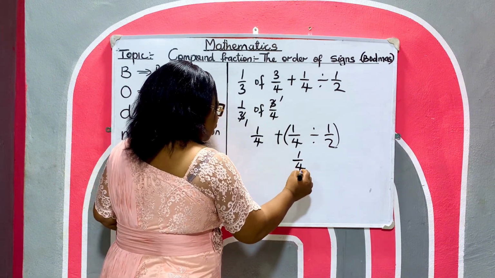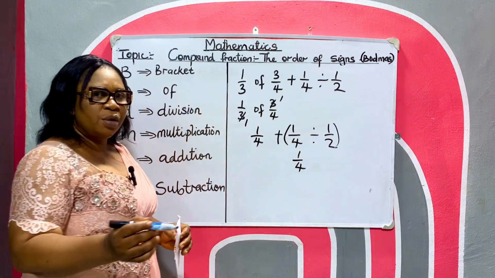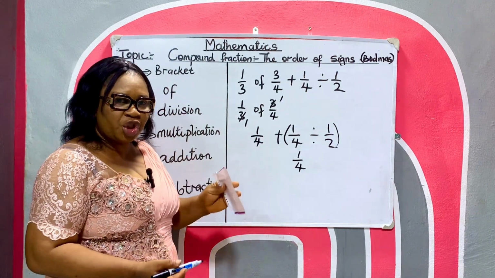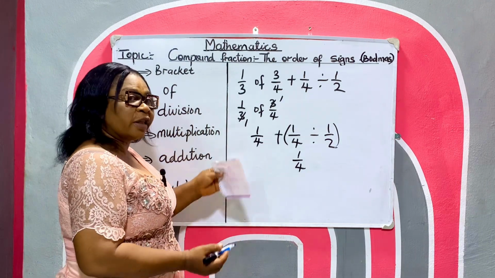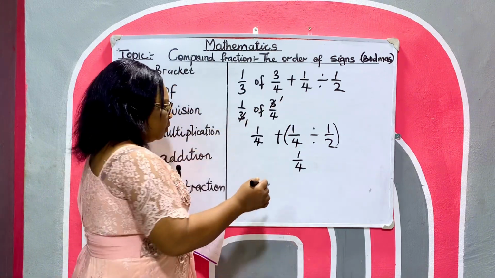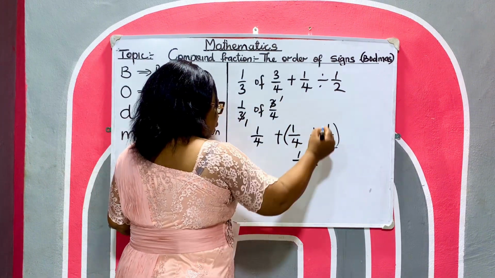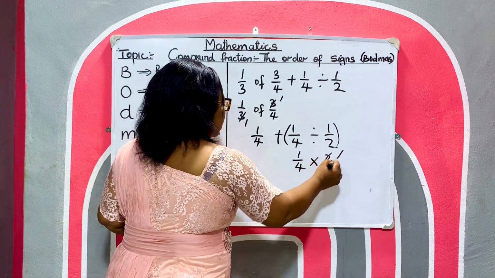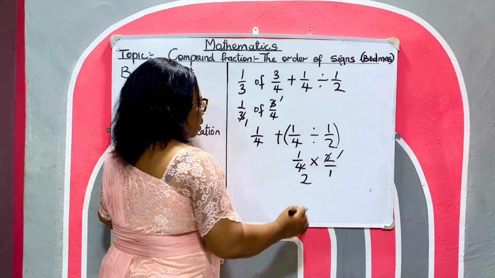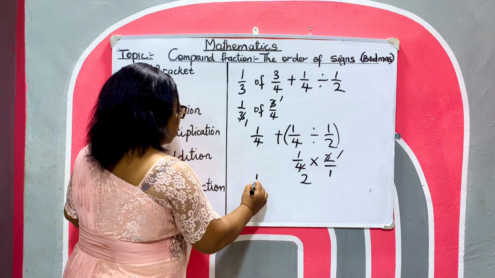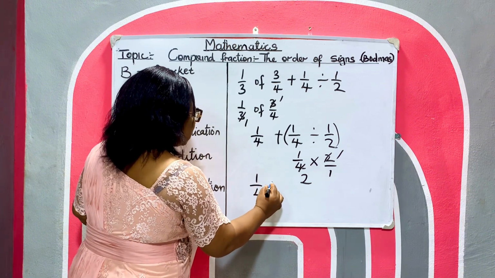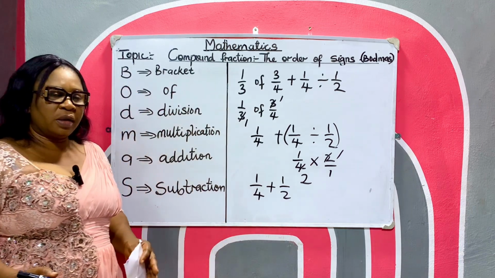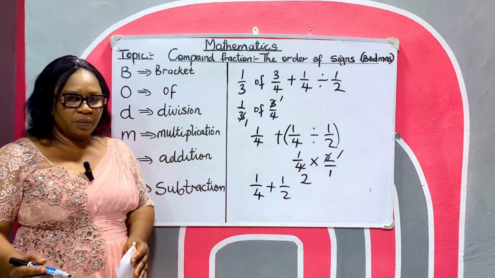1 over 4. Remember, I told you something on division, that we don't work with division, we have to change it to multiplication and turn the next fraction. So I change and I turn. Good. 2 divide itself, dividing this will give me 2. So what do I have here? 1 over 4 plus 1 over 2. Yes, I've gotten to addition.